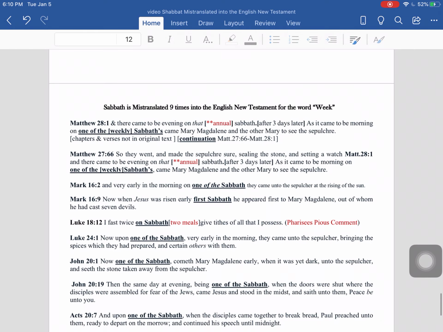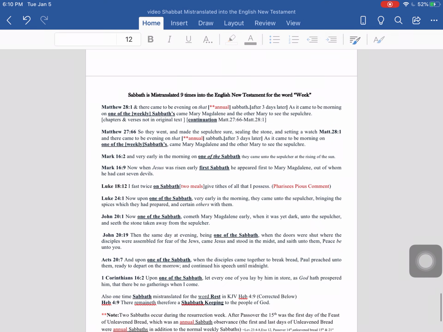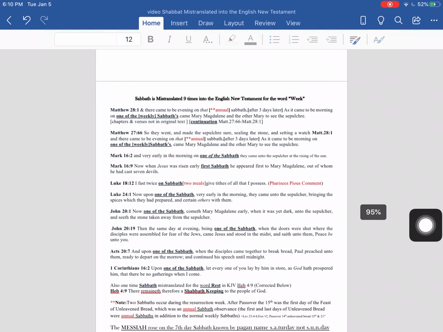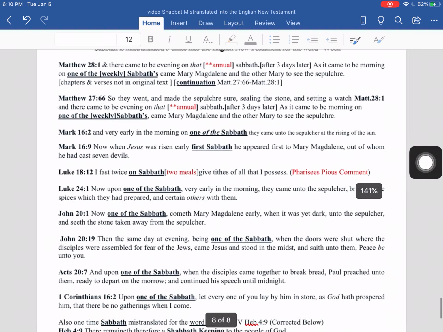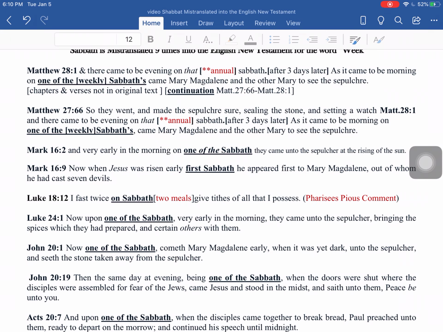I'm probably going to put this link in the bottom, so if somebody wants to print this out. This is basically an overview of how the Sabbath is mistranslated 9 times into the English New Testament for the word week. So that'll be in the bottom, and I have my updated rendering for Matthew 28:1.